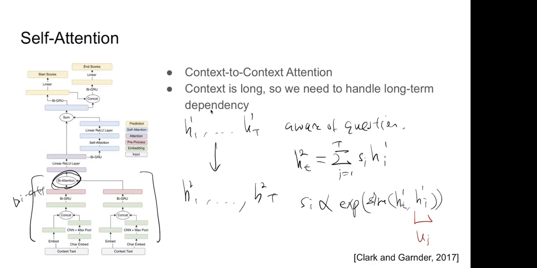The trouble here is that now the architecture is becoming crazily long and very complex, with a lot of layers with attention going back and forth, right?